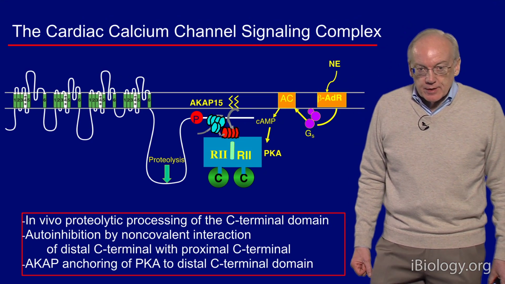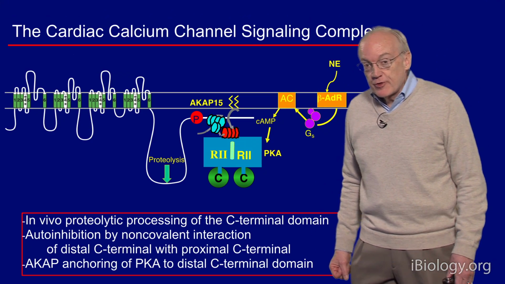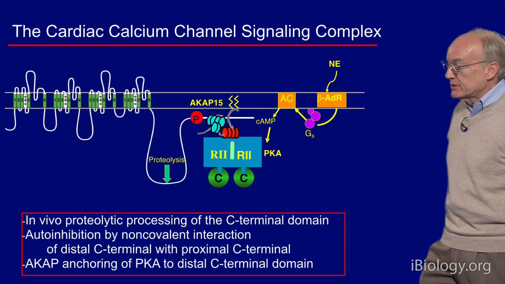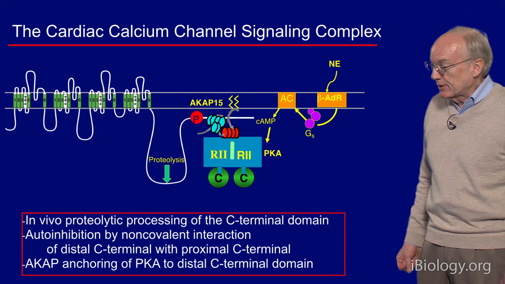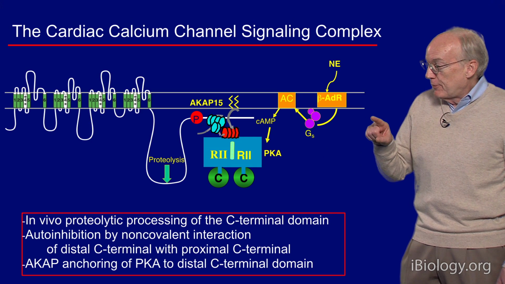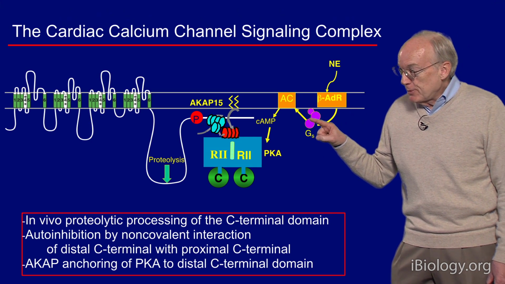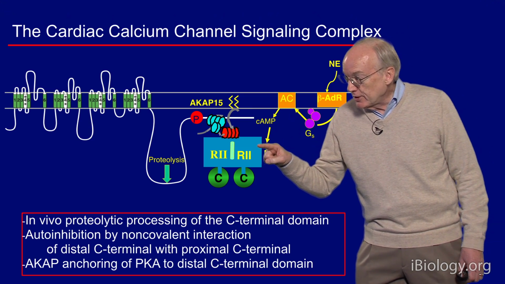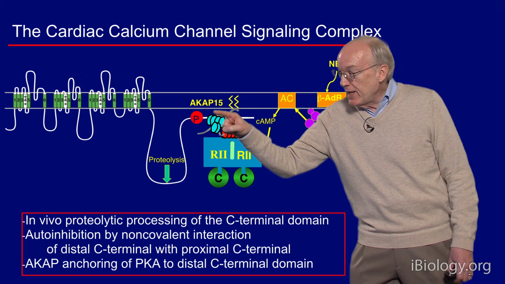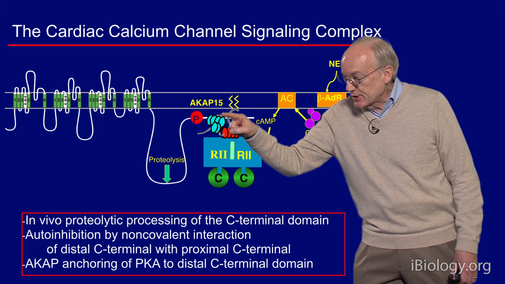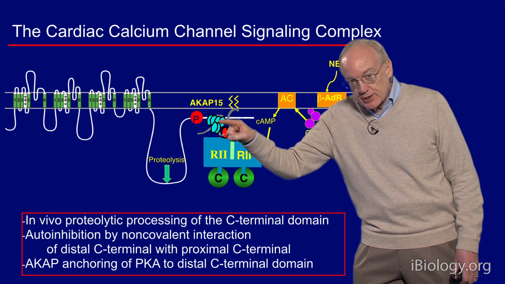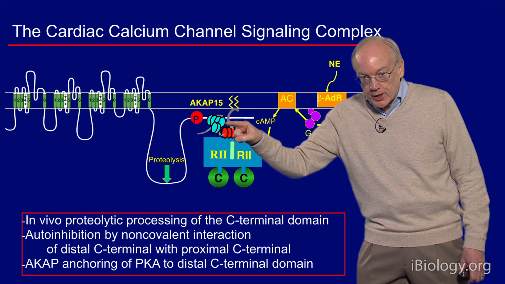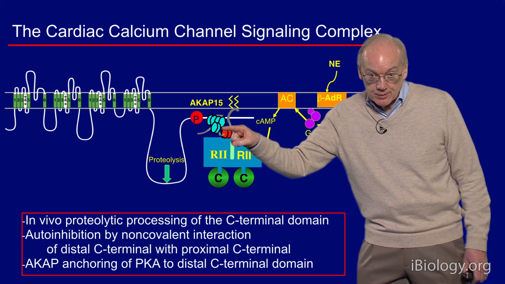So this process involves a signaling complex that's very well organized and very large, again, as in synaptic transmission. So the beta-adrenergic receptor, the G protein, the adenylate cyclase are all organized together with the protein kinase through binding to A kinase anchoring proteins, AKAPs, which interact directly with this C-terminal region of the calcium channel. So this calcium signaling complex is really organizing cyclic AMP-dependent regulation of the calcium channel.